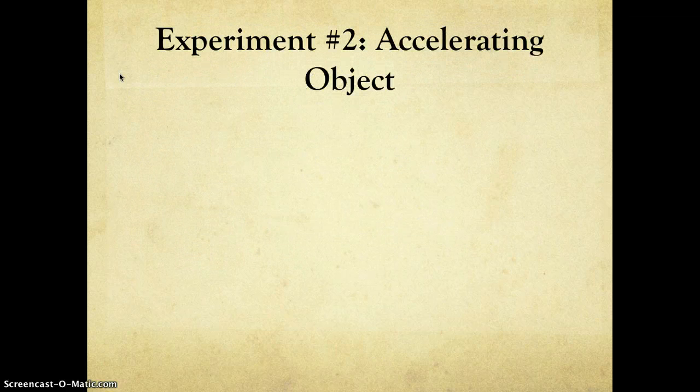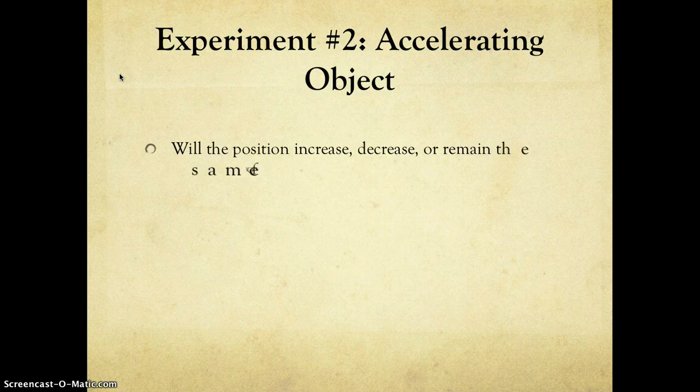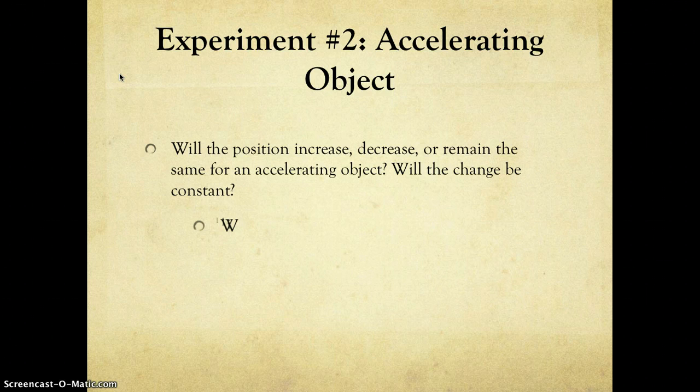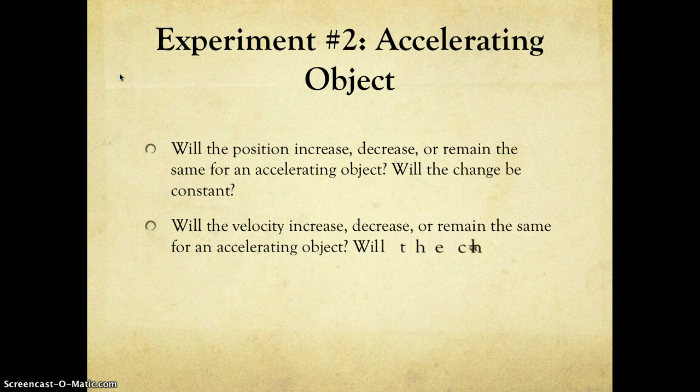Then, in experiment 2, you have an accelerating object, so the moving man will be accelerating. Will the position increase, decrease, or remain the same for the accelerating object? Will the change be constant? And will the velocity increase, decrease, or remain the same for an accelerating object? Will the change be constant? These are the questions you would have to refer to at the end of your lab report to make sure that you have understood and answered these questions.